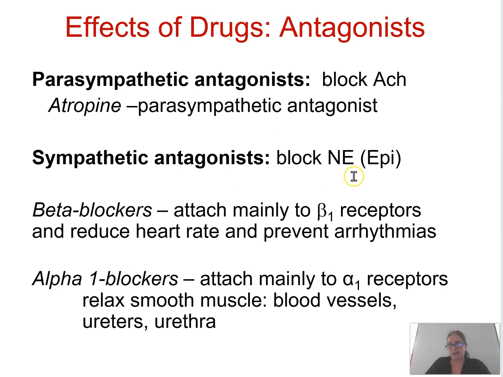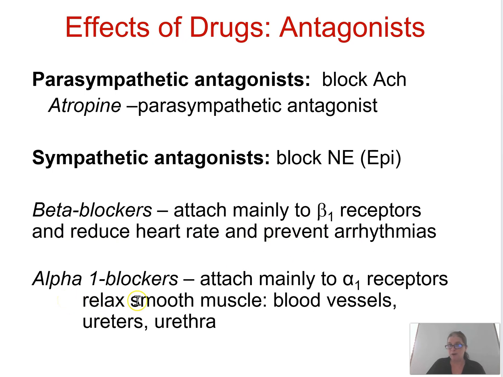There's sympathetic antagonists that block norepi and epi. So a beta blocker, right? Its name tells you it's going to block the effects of norepi and epinephrine. So these normally block the beta 1 receptor. They're like a little barricade that plug it up so that the norepi can't bind, or the epi. So these slow your heart rate down and prevent arrhythmias.